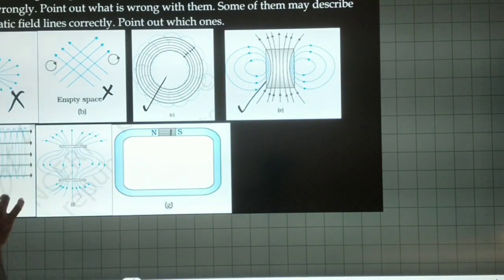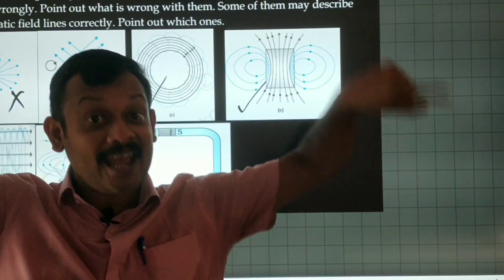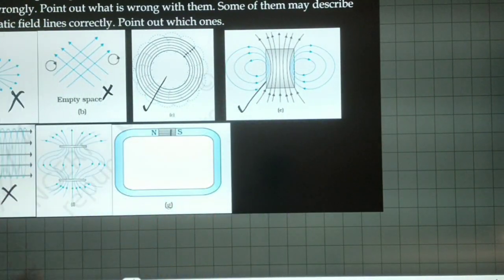Now coming on to the point D, as we have already discussed, the field inside a solenoid cannot be likewise, because it has to be a part of a closed curve. It has to be a part of a closed curve. This cannot be your answer.